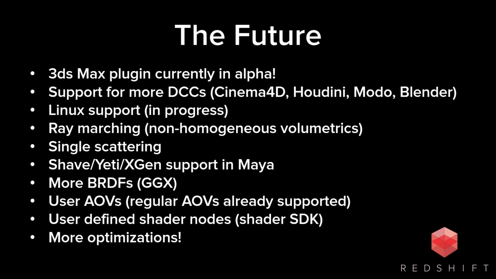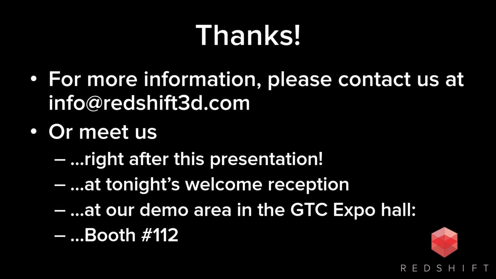Single scattering to complete our subsurface scattering technique. We want to support more third-party hair solutions in Maya, and more BRDFs like GGX, which everybody loves. Redshift already does a ton of different AOVs, like raw, diffuse, lighting, specular. Basically, we do all of them, but users have requested custom AOVs as well, so we're going to be adding those too, so they can make their own AOVs. And we also want a shader SDK, which might open the possibility for OpenSL and more optimizations.